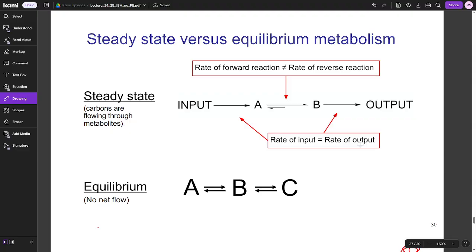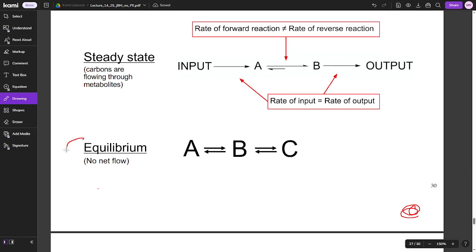So, steady state versus equilibrium metabolism. The idea here is that equilibrium means that there's no net flow. So the rate in is equal to the rate out. So these two are equal and opposite. That's what equilibrium is. There's no net flow. That's the main thing there.